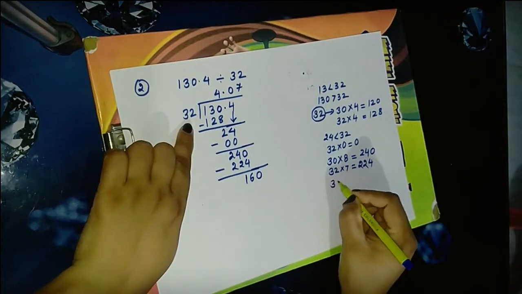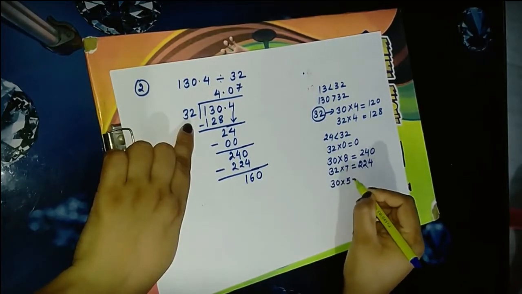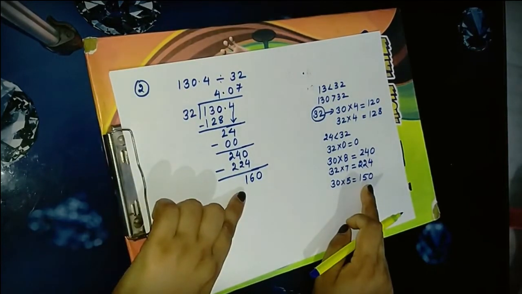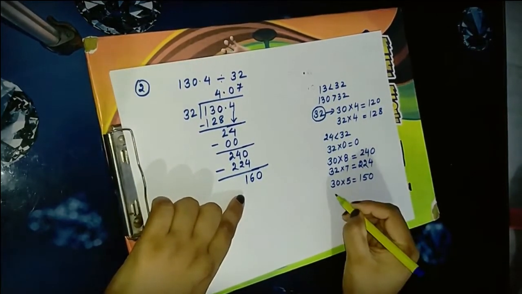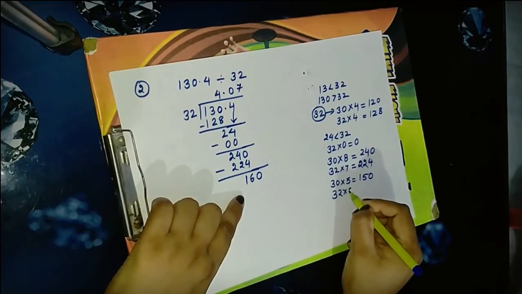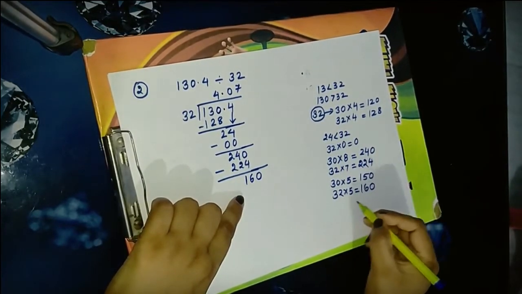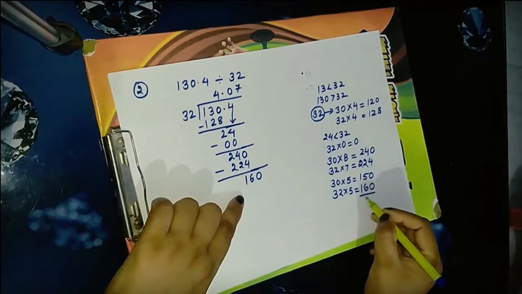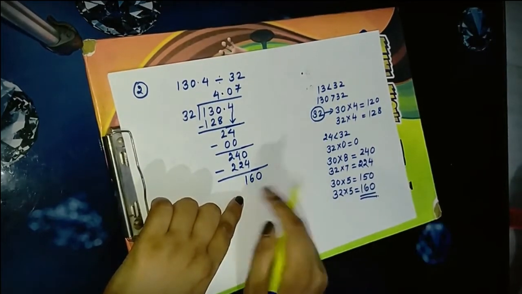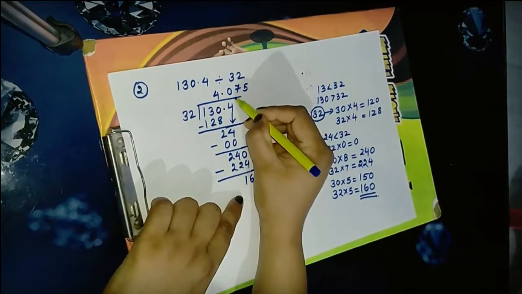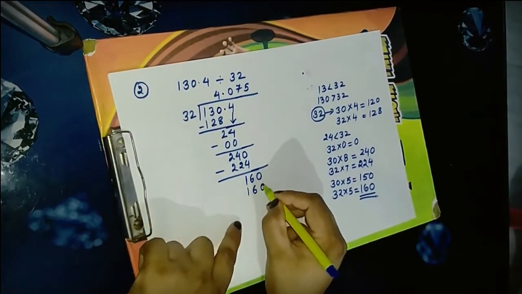We know that in table of 30, 5 times 30 is 150, which is just less than this 160. So we can go for 5 times 32 also. So here 5 times 32 is 160. We got this number which is just equal to 160. So here we will write 5 times 32 is 160.